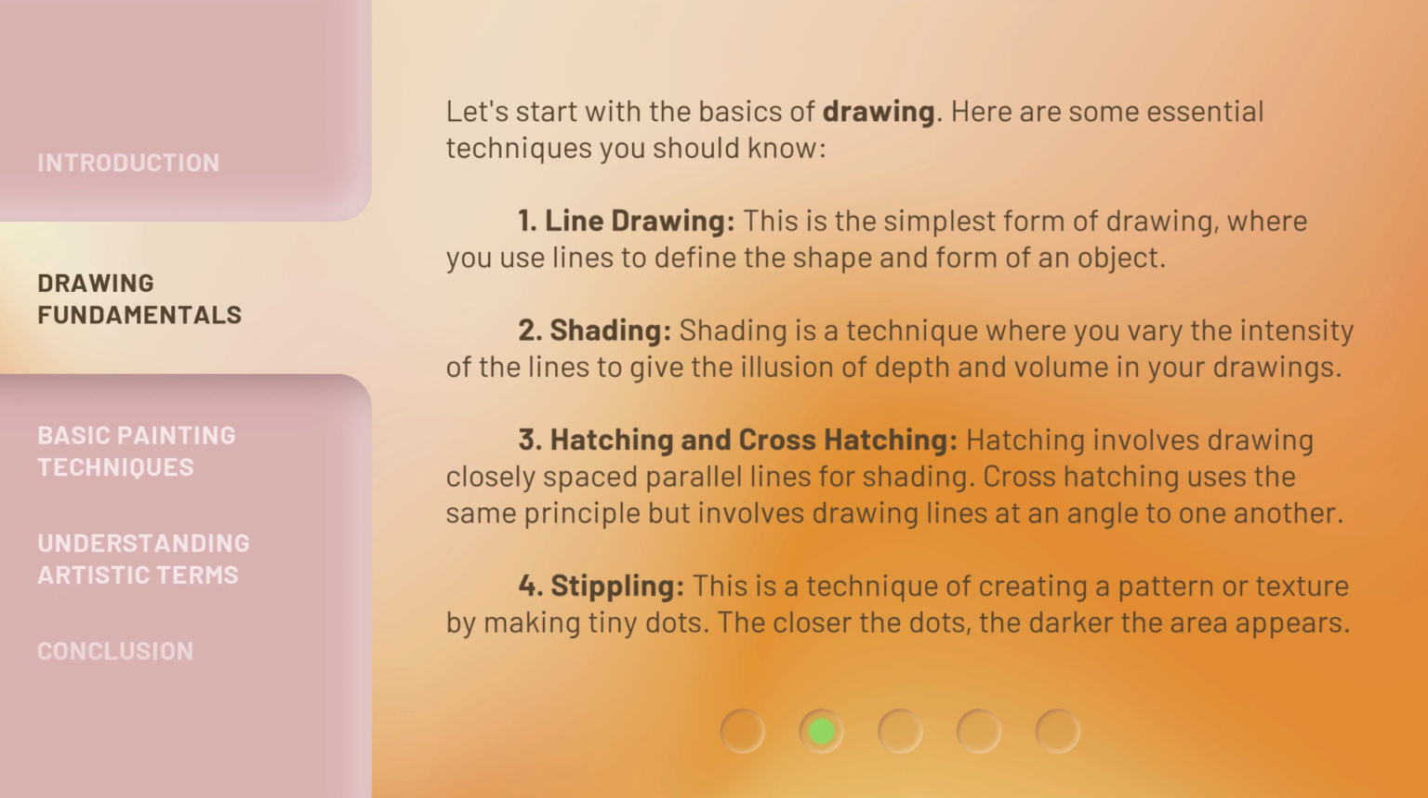Hatching involves drawing closely spaced parallel lines for shading. Cross-hatching uses the same principle but involves drawing lines at an angle to one another. 4. Stippling. This is a technique of creating a pattern or texture by making tiny dots. The closer the dots, the darker the area appears.